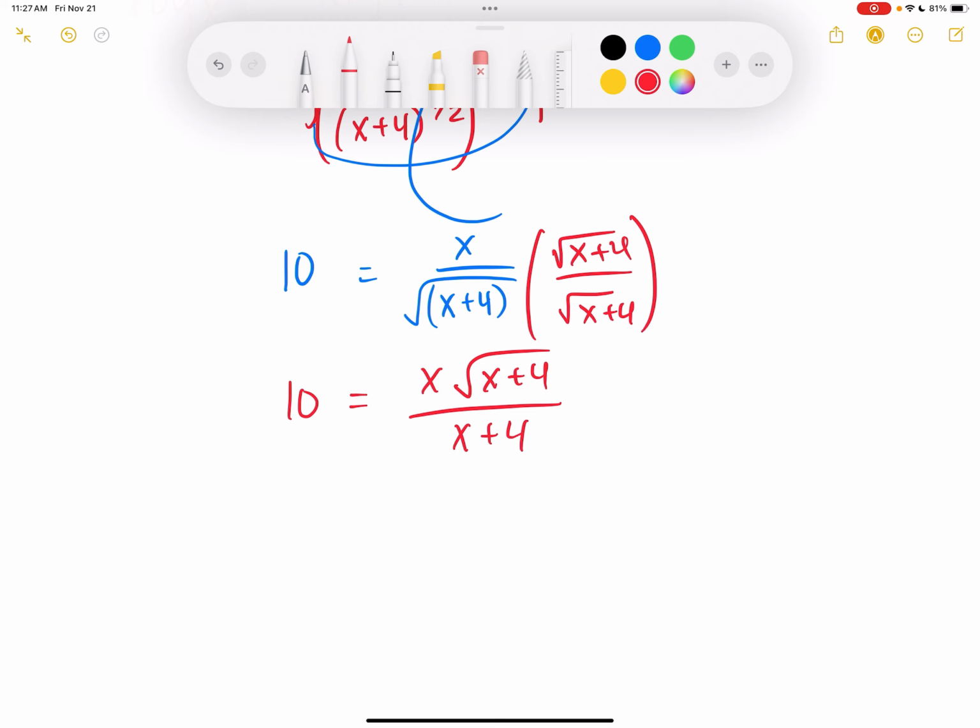Sure. So we've got 10x plus 40 equals x times the square root of x plus 4. Subtract 40. Oh, that was a big jump for me. I just multiplied both sides and then distributed that. We can divide by x and then square both sides.